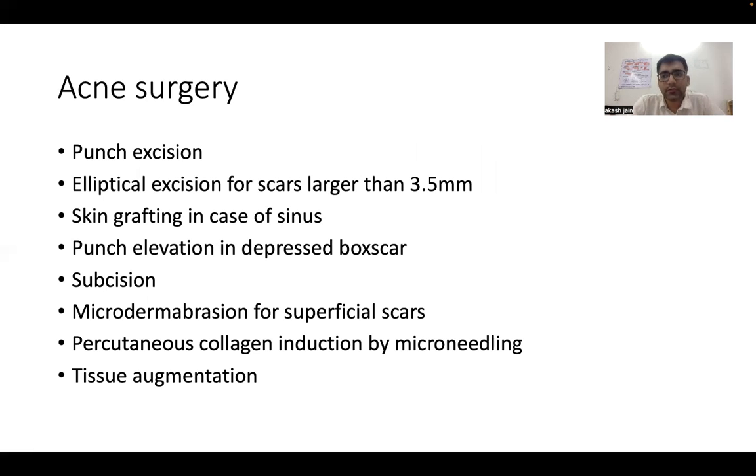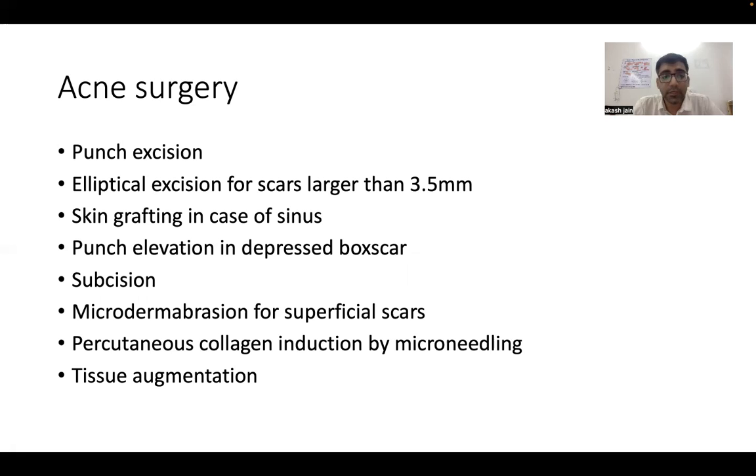Now, apart from this, if the patient has multiple acne scars, which we have seen previously, what are the surgeries which we can use in patients with acne scars? First is punch excision. Second is elliptical excision for scars more than 3.5 millimeter in diameter. Skin grafting in case of sinus formation. Punch elevation for depressed box scars. Subcision, mainly used for rolling scars. Microdermabrasion, MDA, for superficial acne scars.